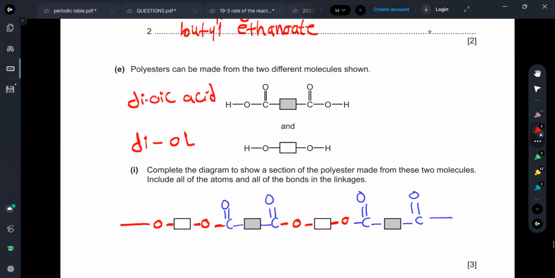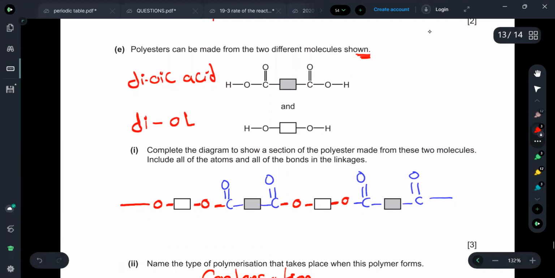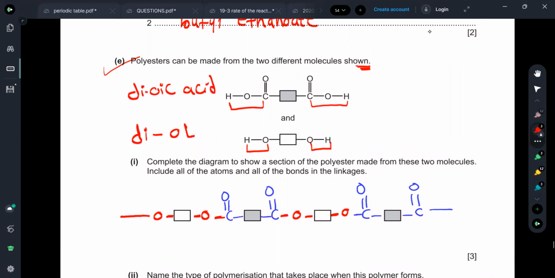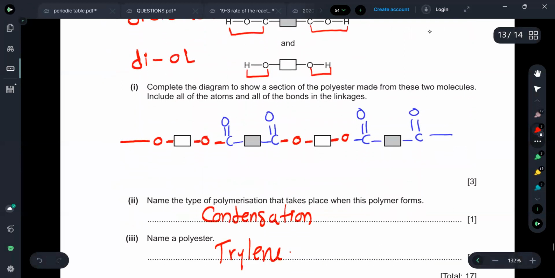Polyesters can be made from 2 different molecules. I expect this in June this year. It contains a question about polyester using a dicarboxylic acid and a diol. Maybe in June, a dicarboxylic acid and a diamine. Okay, so complete the diagram to show a section of polyester made from these molecules. Include all the atoms and all the bonds in the linkage.